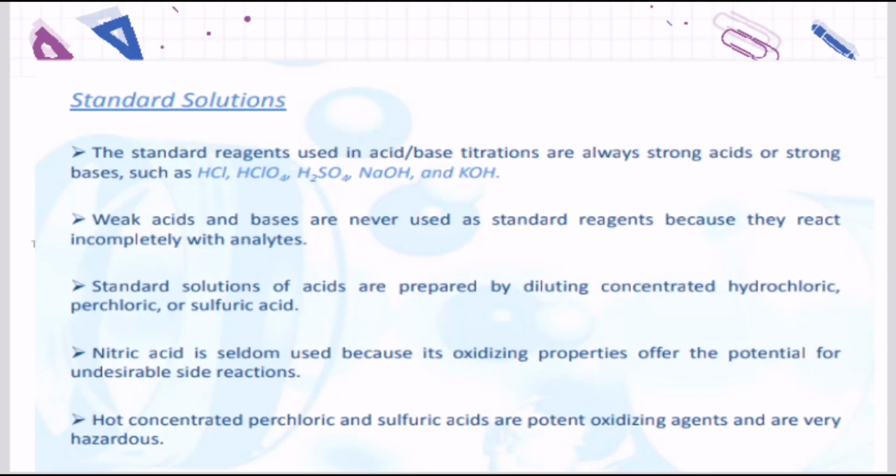And then the titration of a weak base, such as sodium cyanide or sodium salicylate, with a strong acid. So in standard solutions, the reagents used in acid-base titrations are always strong acids or strong bases, as I always say. Weak acids and bases are never used as standard reagents because they react incompletely with analytes. Standard solutions of acids are prepared by diluting concentrated hydrochloric, perchloric, or sulfuric acid. Nitric acid is seldom used because its oxidizing properties offer the potential for undesirable side reactions, and the hot concentrated perchloric and sulfuric acids are potent oxidizing reagents and are very hazardous.